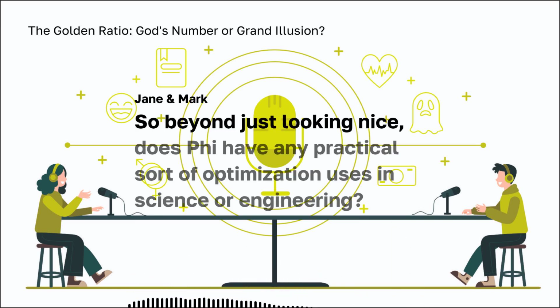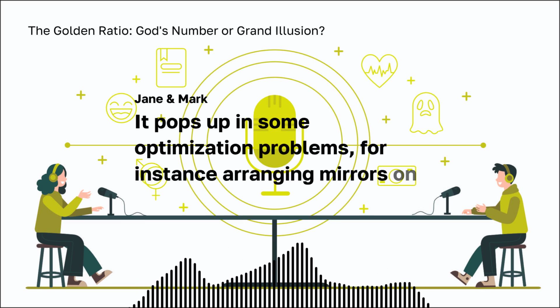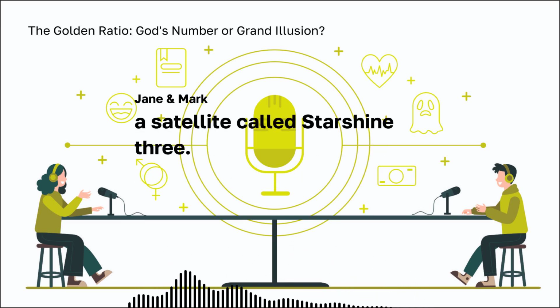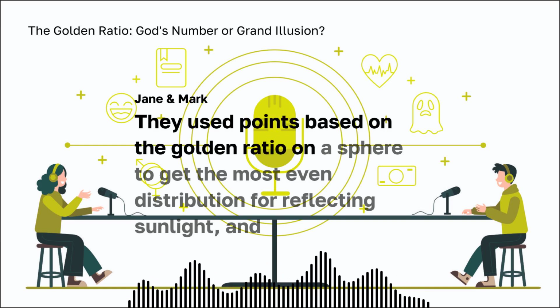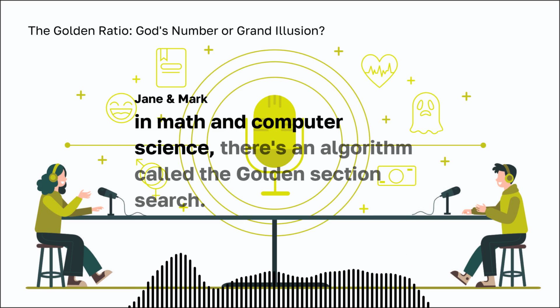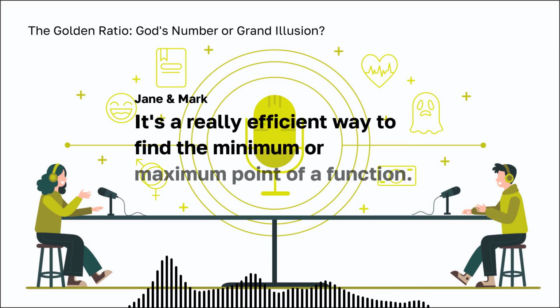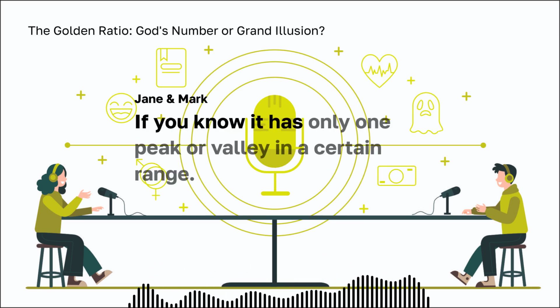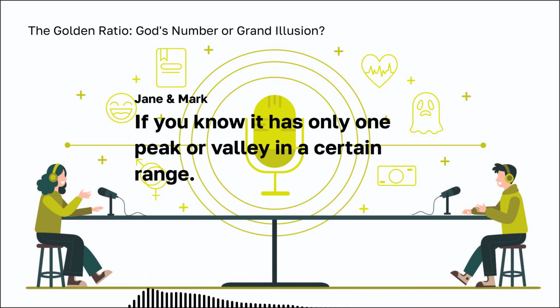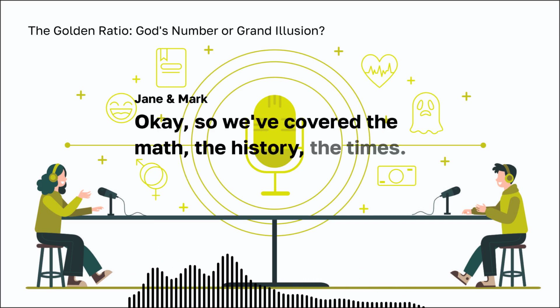So beyond just looking nice, does phi have any practical optimization uses in science or engineering? Yes, it does actually. It pops up in some optimization problems. For instance, arranging mirrors on a satellite called Starshine 3. They used points based on the golden ratio on a sphere to get the most even distribution for reflecting sunlight. And in math and computer science, there's an algorithm called the golden section search. It's a really efficient way to find the minimum or maximum point of a function if you know it has only one peak or valley in a certain range. So yeah, it's got real-world practical applications too, not just aesthetics. Okay, so we've covered the math, the history, the times.